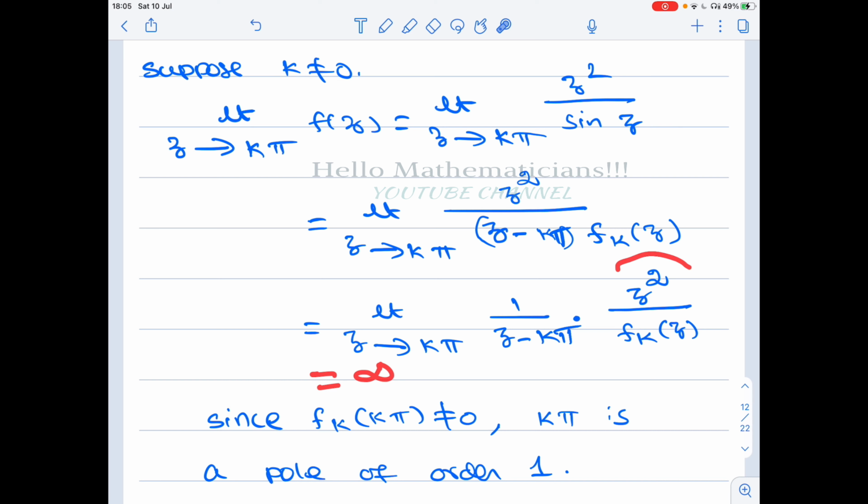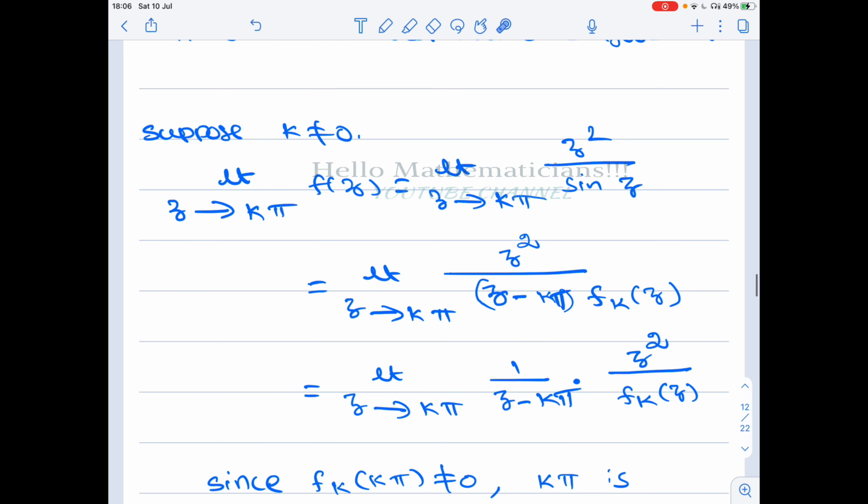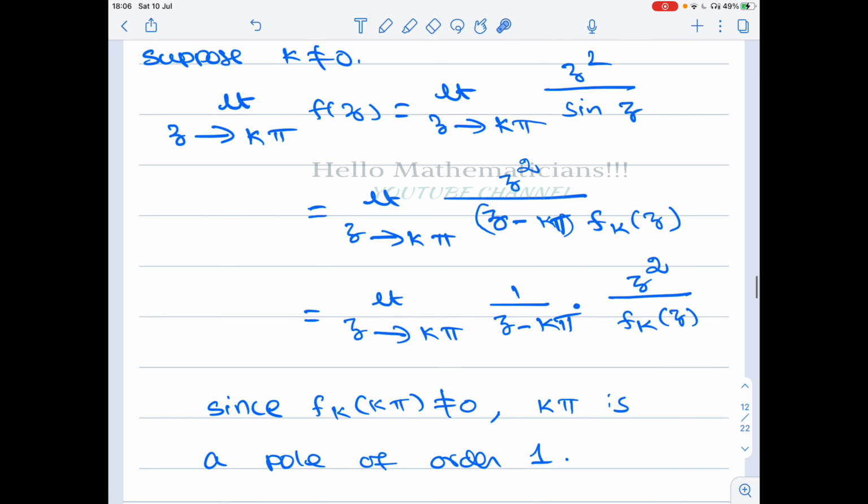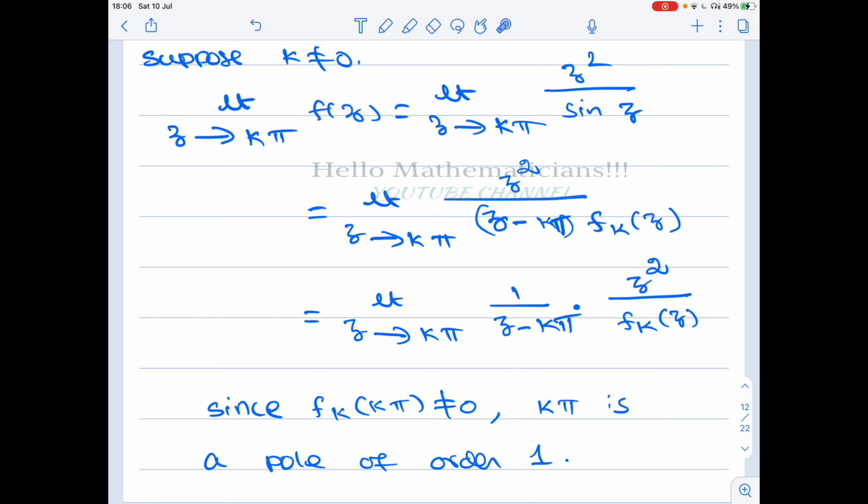Because as z tends to k pi, this will be k pi square by fk of k pi, it will be a finite quantity. And this goes to infinity. So infinity into finite, overall it will go to infinity. So the limit z tends to k pi of f of z goes to infinity, which means that k pi is a pole. There is only one negative term appearing here, therefore it is a pole of order 1.